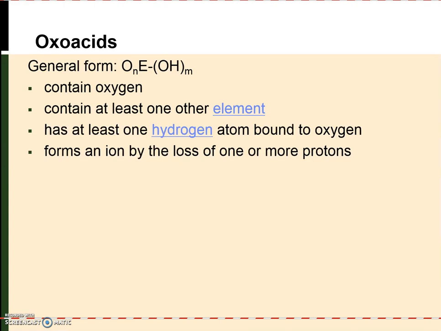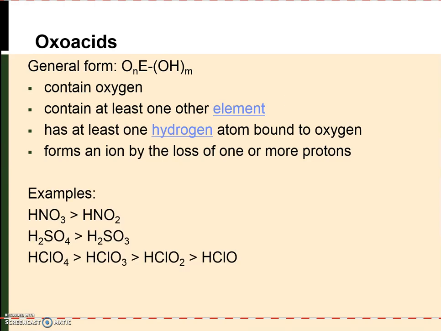And then there's also at least one hydrogen atom bound to an oxygen, and this is because the hydrogen atom has to be lost as a proton in order for the molecule to behave as an acid. Some examples of oxoacids include nitrous and nitric acid. Nitric acid is the stronger of the two, being one of the strong acids. Sulfuric acid and sulfurous acid, again, where sulfuric acid is a strong acid, whereas sulfurous acid is a weak acid.